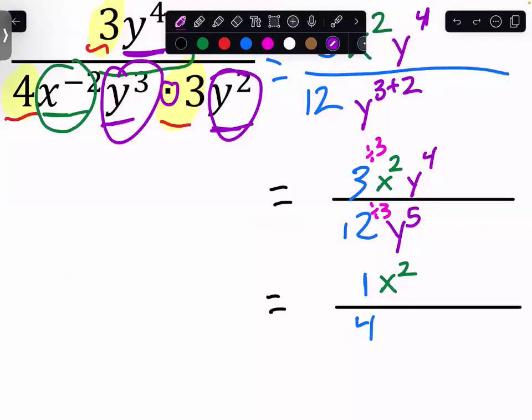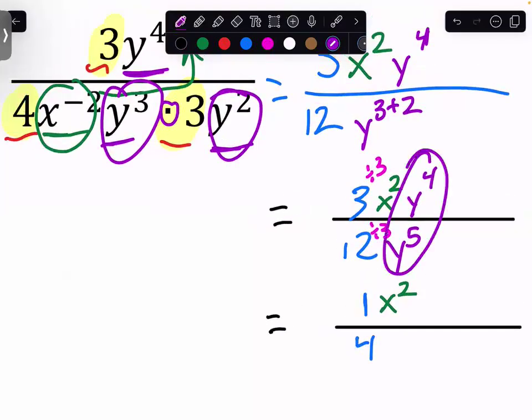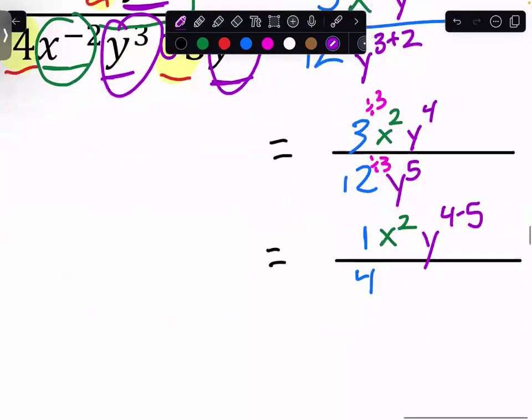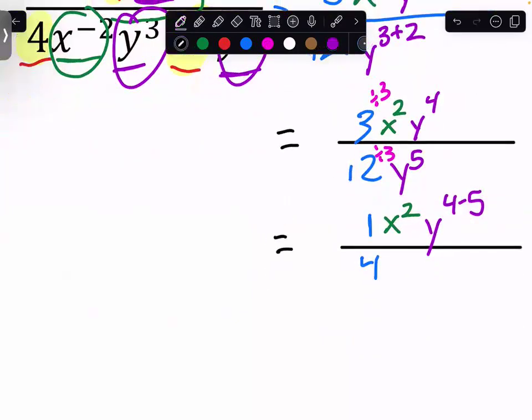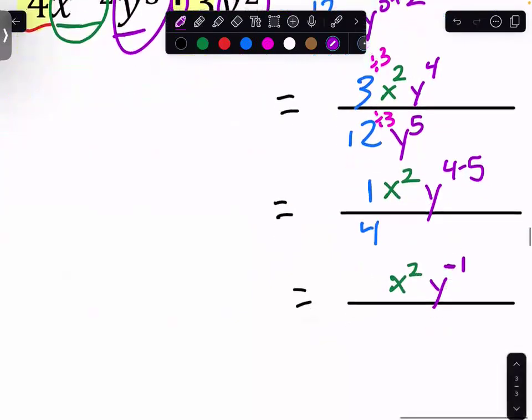So again, the pattern we learned is when you divide 2 terms, you subtract their exponents. So when you combine 2 parts into 1, you write it in the numerator. But the new exponent will be 4 minus 5, right? The numerator comes first. Okay, the 1 gets absorbed by the x squared, so we can just write x squared. Keep the y, but the new exponent, 4 minus 5, is negative 1. Don't forget, we have this 4 in the denominator.